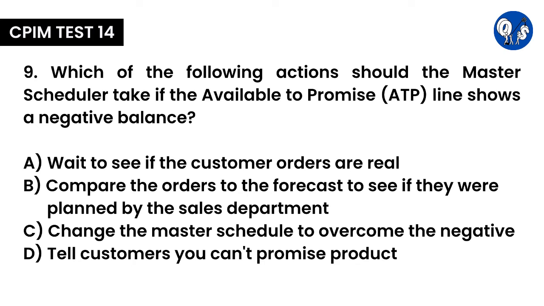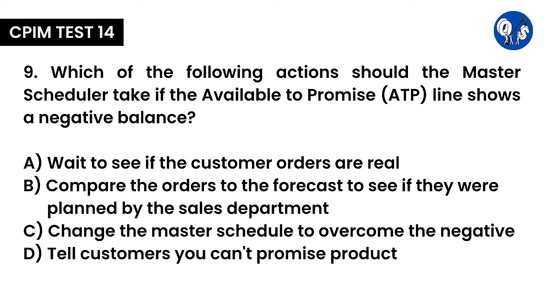Question number 9. Which of the following actions should the master scheduler take if the available to promise line shows a negative balance? A. Wait to see if the customer orders are real. B. Compare the orders to the forecast to see if they were planned by the sales department. C. Change the master schedule to overcome the negative. D. Tell customers you can't promise product. Here the correct answer is C.